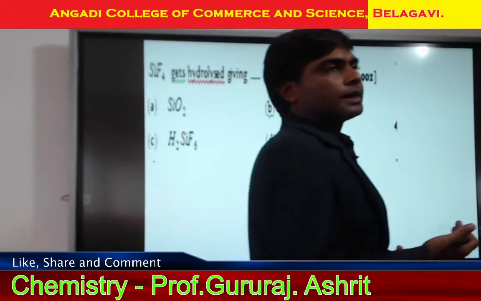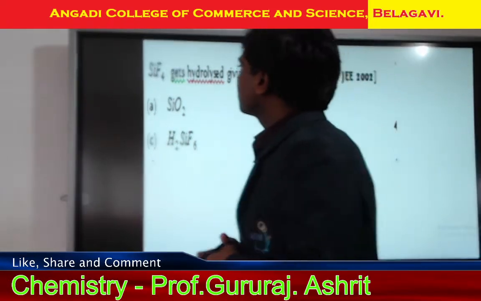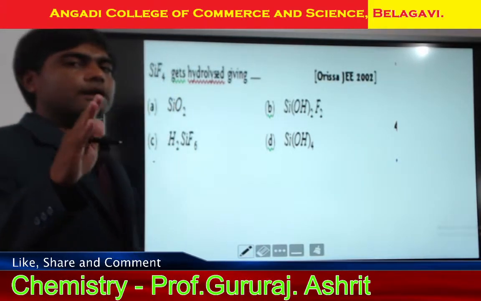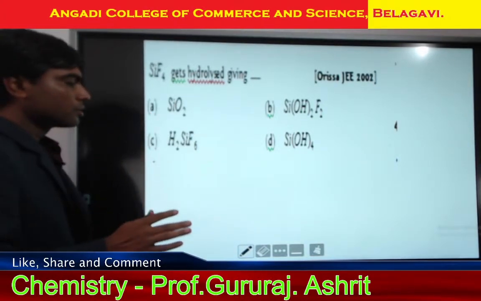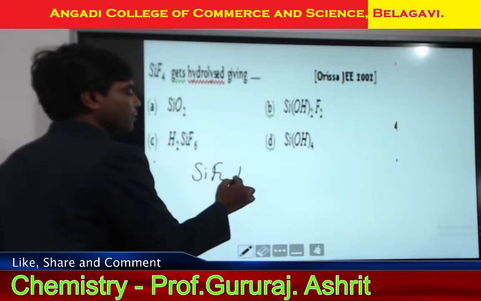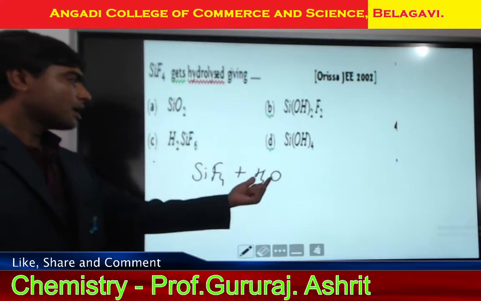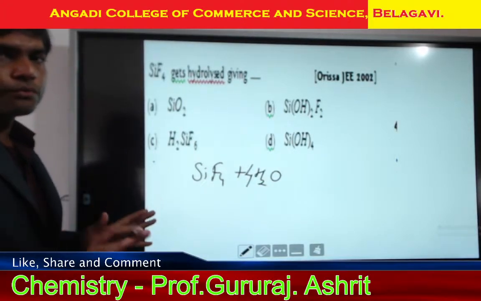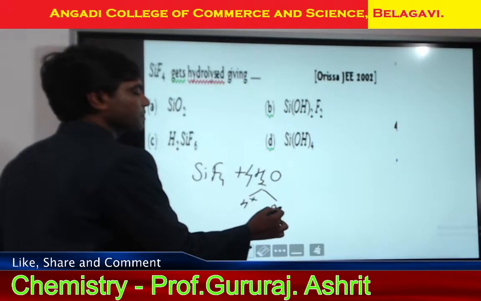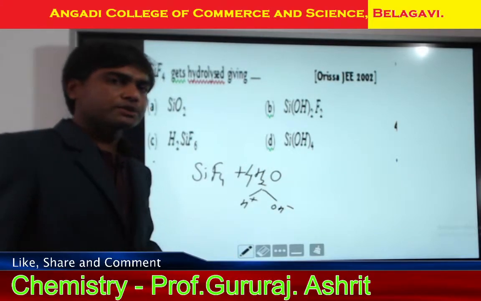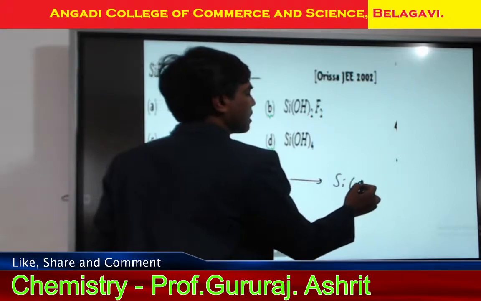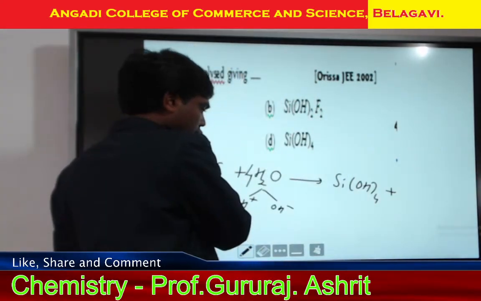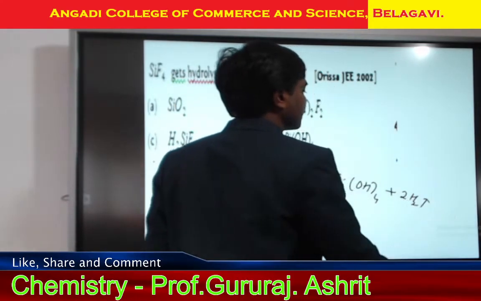Next question. It is related to 14th group silicon. SiF4 gets hydrolyzed, giving what? It is asked in some exams. SiF4 means silicon tetrafluoride, and silicon's valency is 4. When you react SiF4 with water, some ion should be displaced from the fluorine. Due to the valency of 4, I am taking 4 moles of water. When you react, this will break as H plus and OH minus. 4 H plus and 4 OH minus are there, and you form Si(OH)4, silicon tetrahydroxide, plus 2 moles of hydrogen gas is liberated.